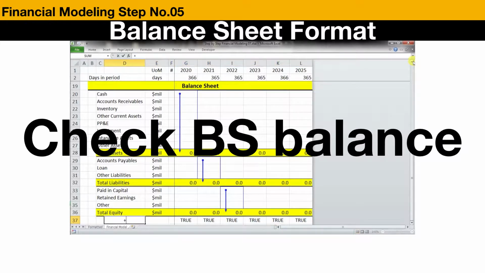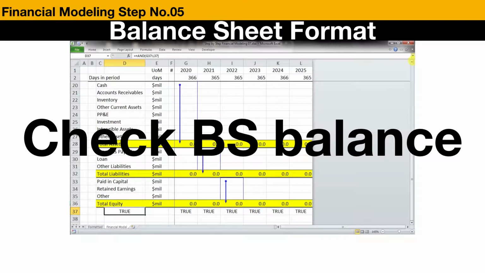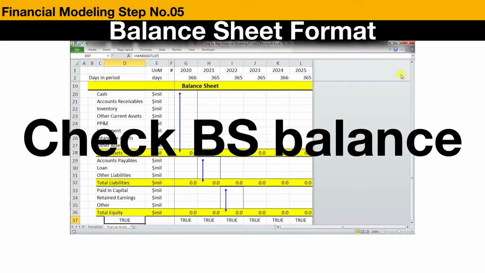In column D, we put another formula to make sure all those formulas show true. If column D is true, it means that all of the formulas within the row are true. If column D is false, there must be at least one false within the row, indicating that debit and credit sides are not equal in some of the years.